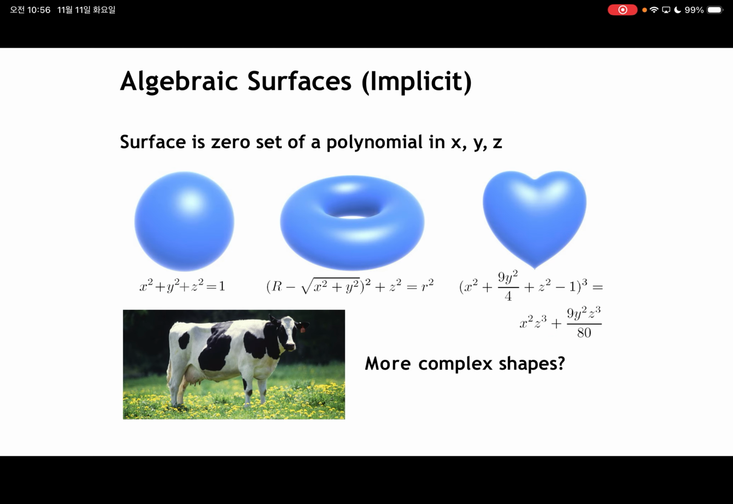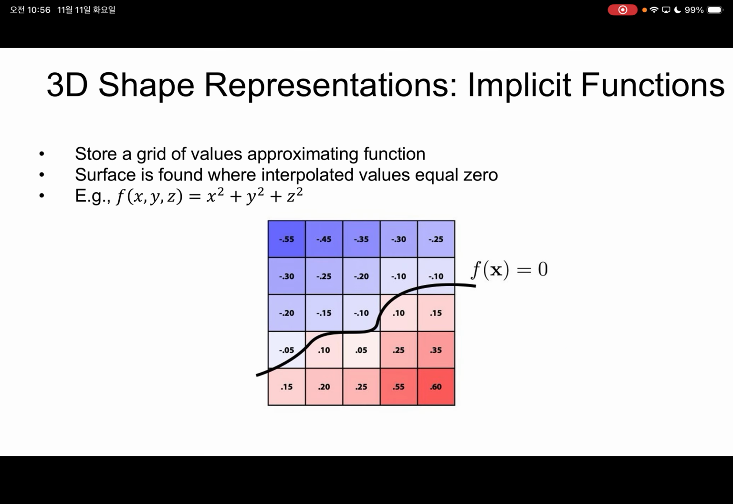So there can be predefined functions like a sphere, a donut shape, heart shape. There can be many predefined functions, but we are always interested in arbitrary, more complicated shapes. How can we represent such complicated shapes with an implicit function? For that, we can introduce the signed distance field.